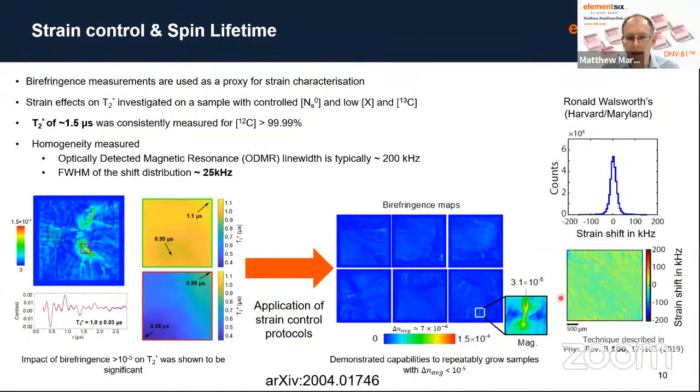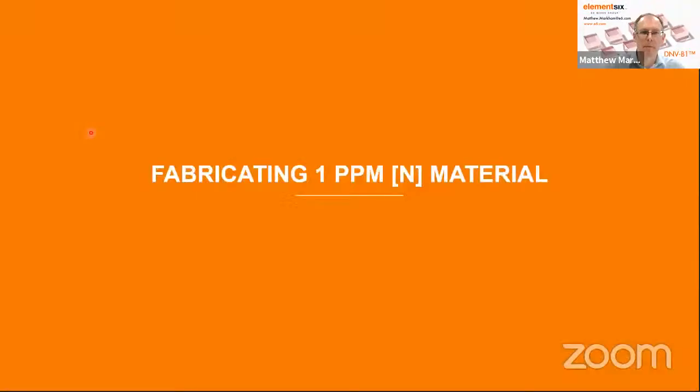This map here is a strain map, again performed by Ron's group. So this means we're able to produce a material which has very uniform properties, with a T2 star above a microsecond, around 1.2 to 1.5 microseconds. So that's the top end, the 16 ppm.